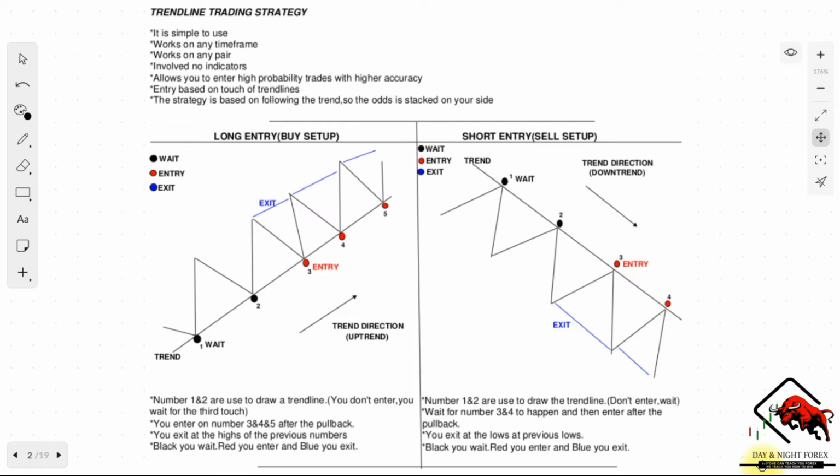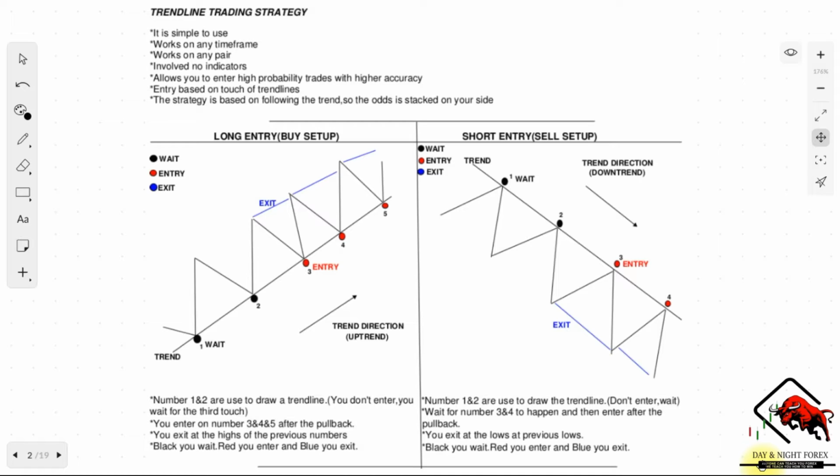Okay, so I've showed you the pin bar strategy, and now we're going to go into what we call the trend line strategy. So this is actually one of the most powerful strategies as well, and it is very simple to use, works on any time frames, works on any pair, involves no indicators at all, and allows you to enter high probability trades with high accuracy.